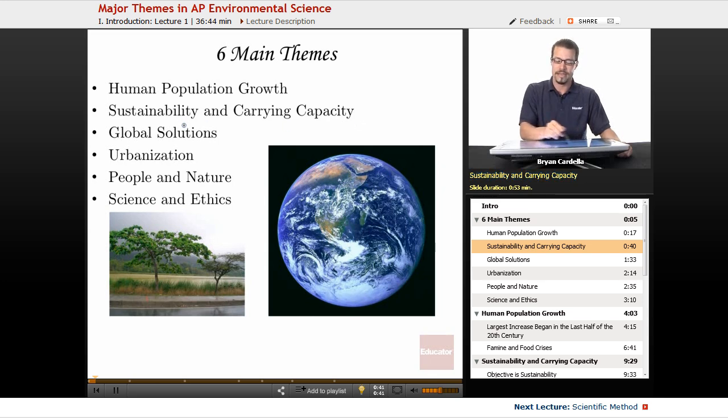Sustainability and carrying capacity. So sustainability: how well can we maintain an environment in terms of using those resources, and use it in a way where we're not decimating the natural resources, and we can retain the ability of that to actually provide sustenance and the ability to live off of it.